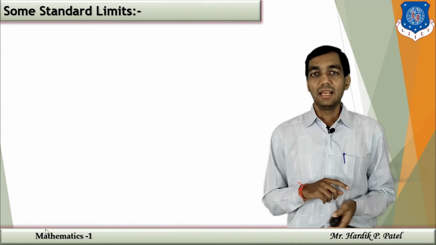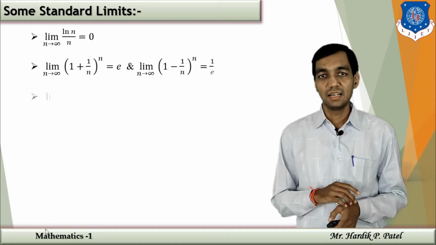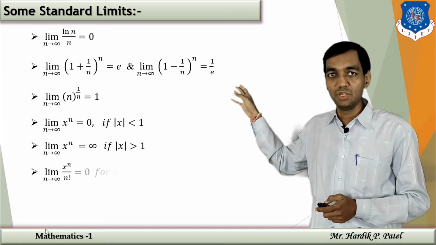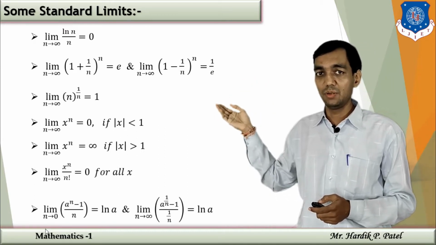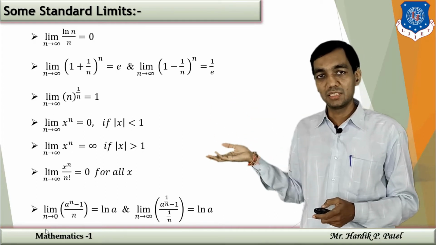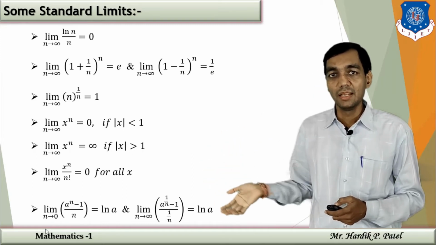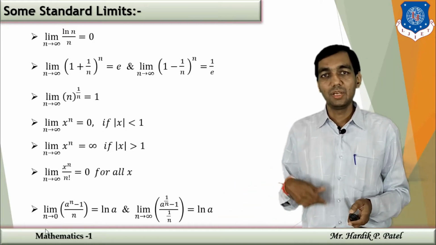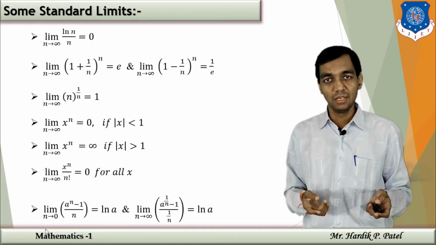Okay. Next we are going to start with some standard limits. The first limit is the limit as n tends to infinity of log n upon n, which has a value 0. The second one is the limit as n tends to infinity of (1 plus 1 upon n) raised to n, which is equal to e. And if, instead of plus, we are replacing it with a minus, that means the limit as n tends to infinity of (1 minus 1 upon n) raised to n, then it will be 1 upon e. In the same manner, the next one is the nth root of n, where n tends to infinity, which has a value 1.